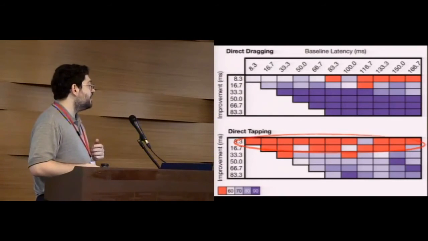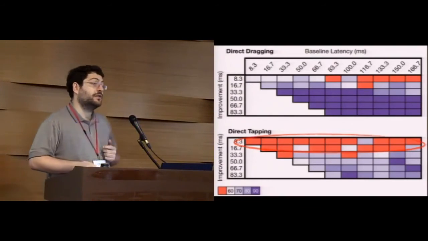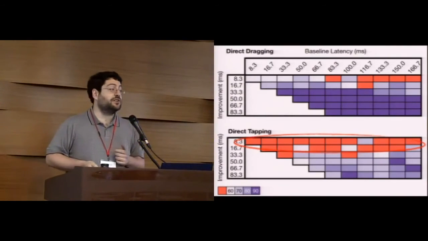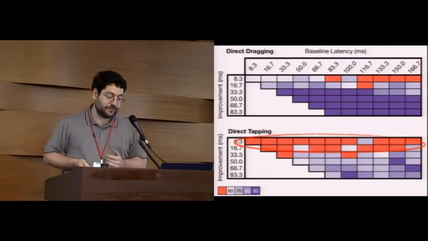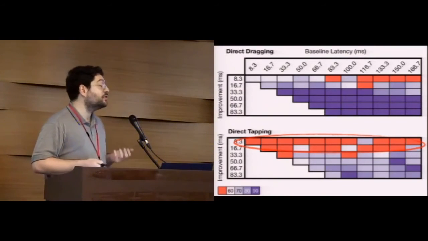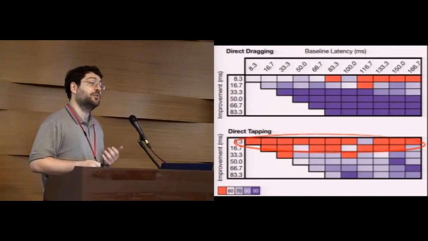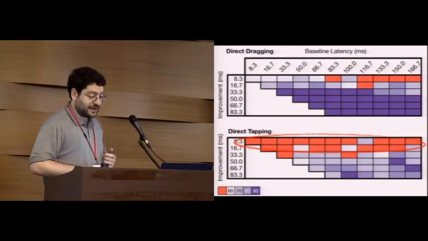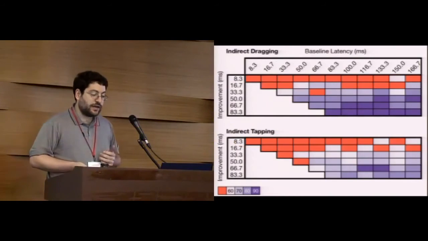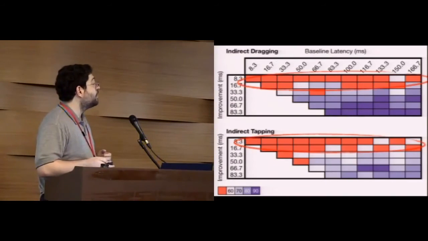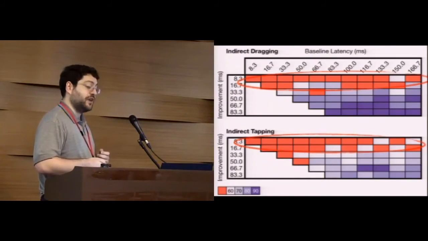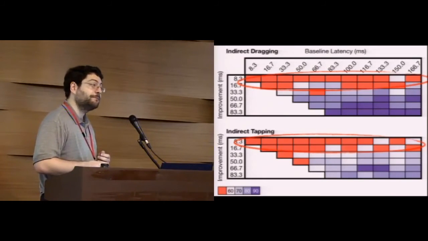In general, the 8.3 and 16.7 are not noticeable. So that means when you're tapping, you have to be 2 frames or better to be noticed across the board. We also see the performance is in general much worse. We have much less of the dark purple that we had for the direct dragging. This is the indirect data, and we see again that we're not doing those half and 1 frame improvements.